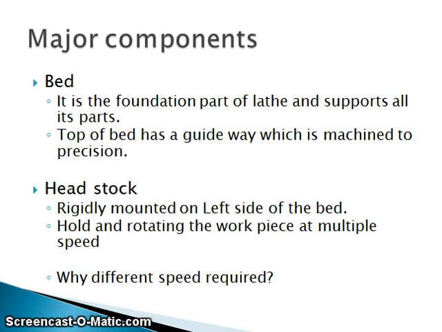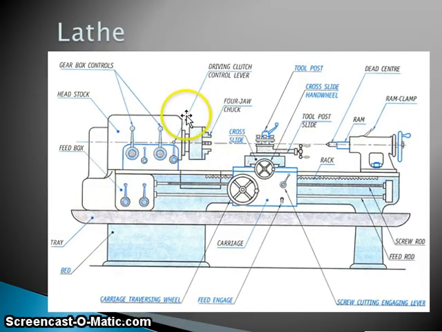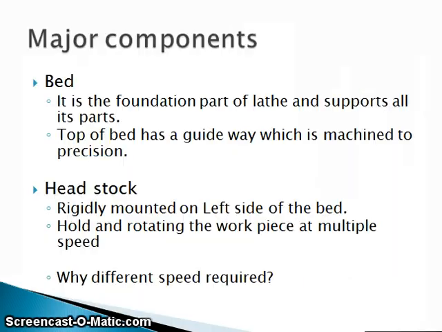Then the second one is the headstock. The headstock is secured permanently on the inner ways at the left hand end of the lathe bed, and it provides a mechanical means of rotating the work at multiple speeds. It comprises essentially a hollow spindle and mechanism for driving and altering the spindle speed. All the parts are housed within a headstock casting. In the headstock we require different speeds.